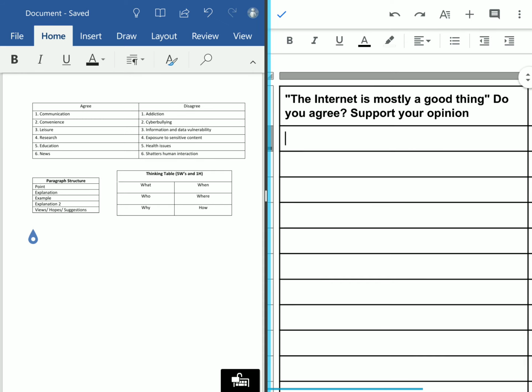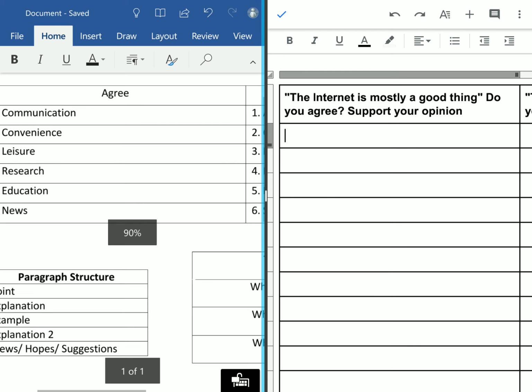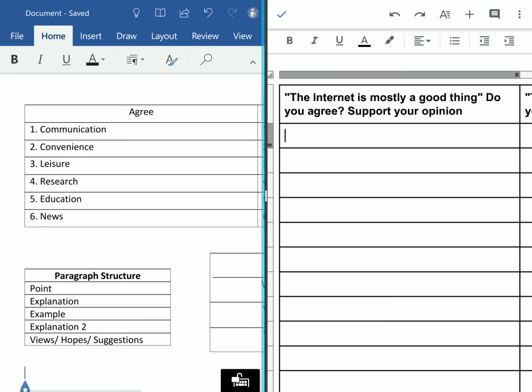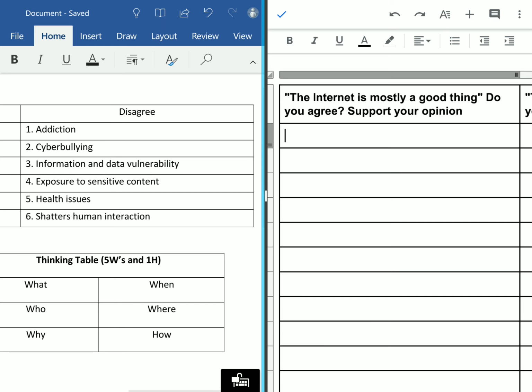Okay, so the internet is mostly a good thing. Same question, but now let's look at this side of things. If we agree, we should have points like these, the most common ones: communication, convenience, leisure, research, education, and news. If you hit any four of these, you're fine. You're on the right track. Now, if we disagree, we should have addiction, cyberbullying, information and data vulnerability, exposure to sensitive content, health issues, and that it shatters human interaction.